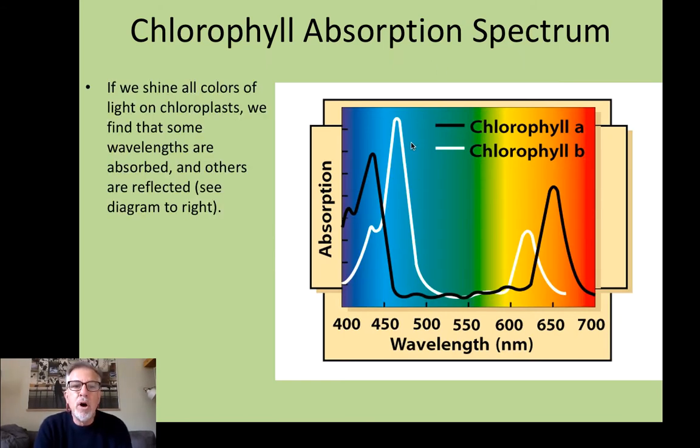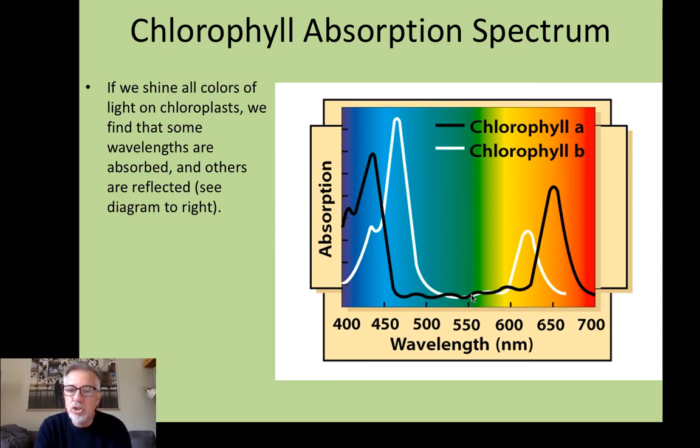And if we shine all the colors on chloroplasts, you can see that these black and white lines represent the amount of the light that's shining that is absorbed. And you can see all the blue light, or almost all the blue light, is absorbed, and all the yellow, orange, and red light is absorbed. But the green and the greenish blue light is not absorbed.